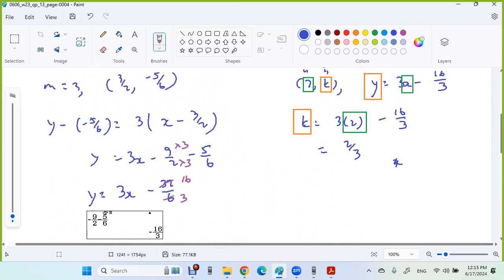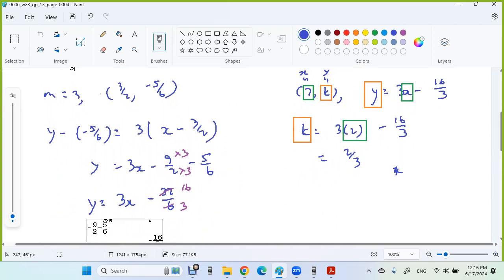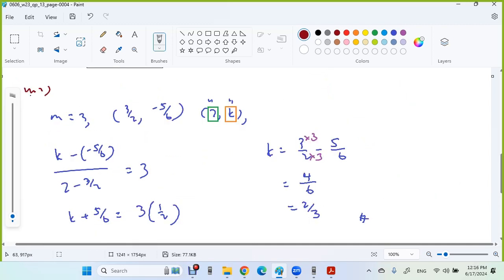But I prefer to do it the first way, because I'm used to finding the equation of the perpendicular bisector. This is the equation of the perpendicular bisector, because in some questions they ask you to find only the equation of the perpendicular bisector. Then the point falls on the perpendicular bisector, so we substitute into this equation and get the value of k. So I prefer to solve it using the first method, instead of the second method using the gradient.